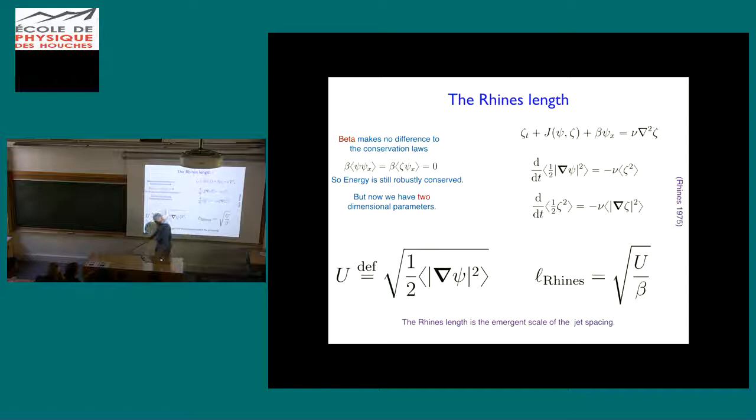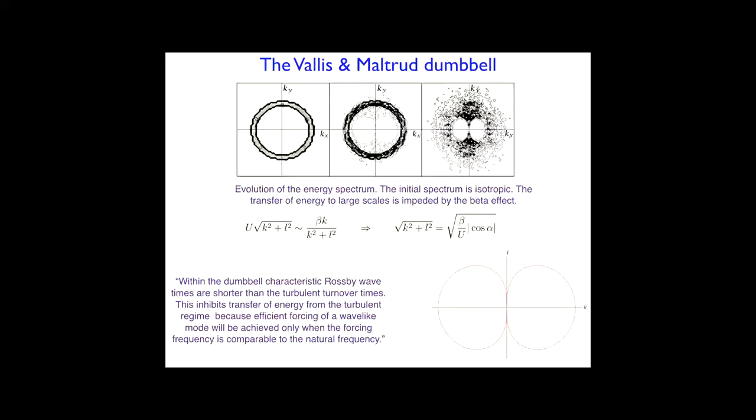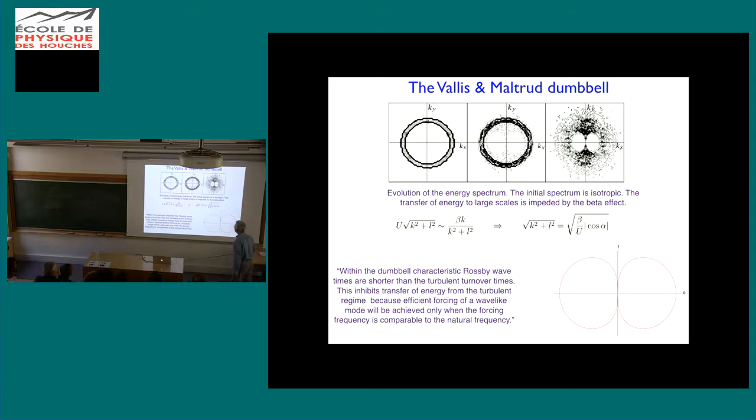So there's another reliable bit of mumbo-jumbo turbulence phenomenology, which is the Vallis and Maltrude dumbbell, which goes back to a paper that Vallis and Maltrude wrote in the mid-80s, maybe. I actually forget the date. 93, oh, okay. More recent than I thought.